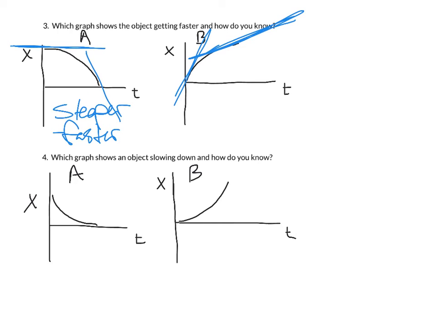All right, back to number 4. Slowing down. Now we're looking at the same kind of graph, x-t, x-t. So we're looking at curves here. We have to figure out which curve is slowing down. That means which curve is getting less steep. Because steeper means faster, less steep means slower. We're looking at slower. Less steep means slow.